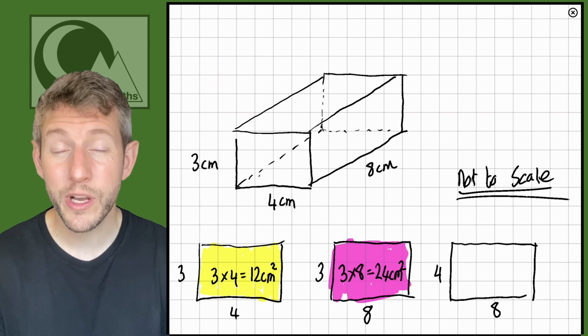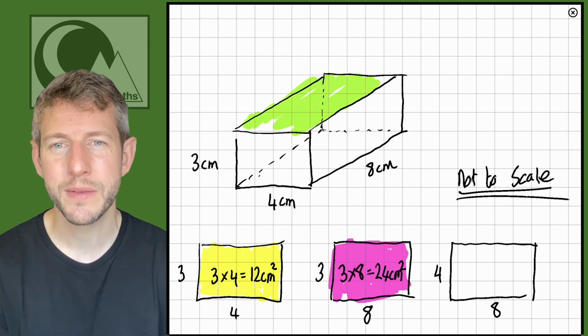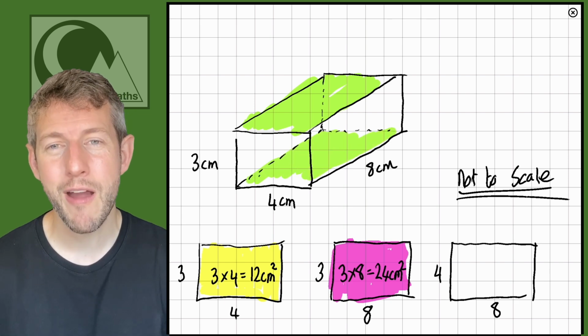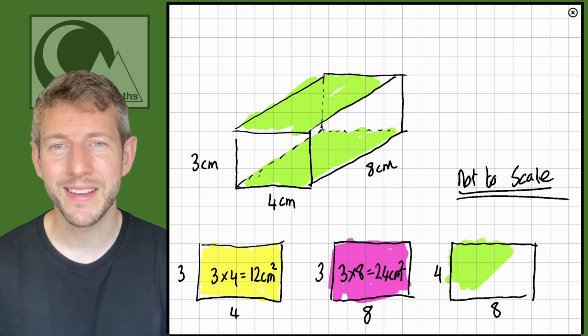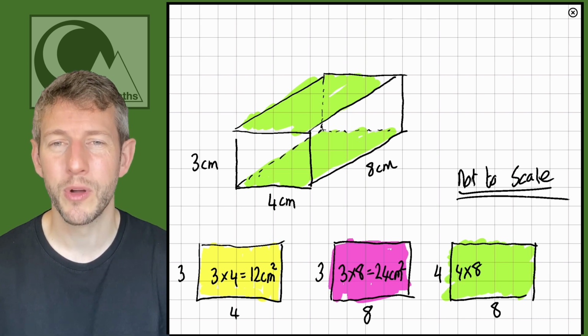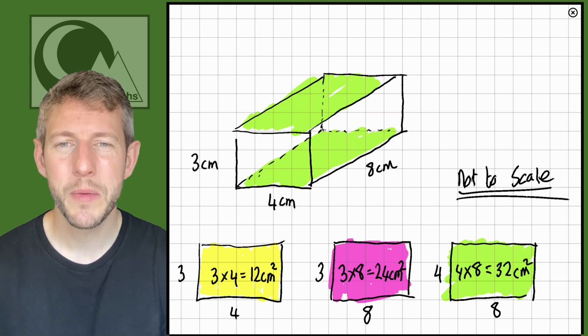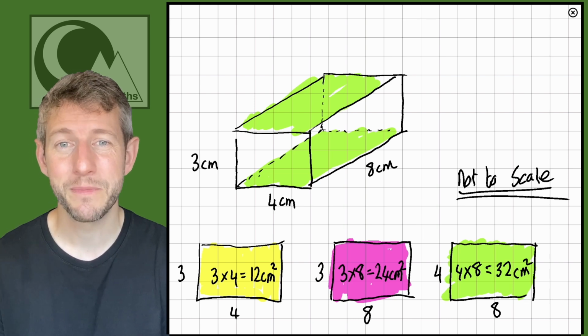Now lastly, we've got 2 dimensions that haven't been paired up yet, and they are this 4 by 8, which cover the rectangles for the top and the bottom of the cuboid. So to find the area of them, we do 4 times 8. So 4 times 8 is 32. And so we've got that on the top and bottom, but I'm going to label that inside my rough cuboid. So here we go. This is 32 centimeters squared.